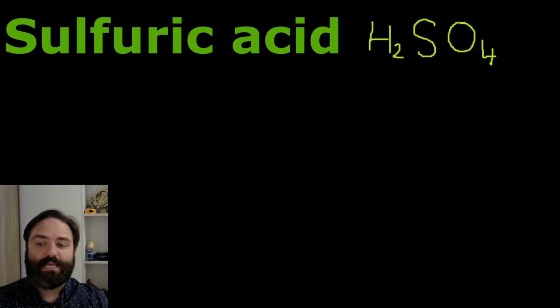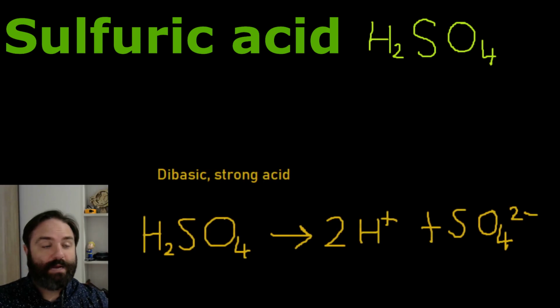Sulfuric acid is a particularly powerful acid, as it's what we call a dibasic acid. Dibasic means that each molecule of the acid will produce two hydrogen ions. If you compare that to something like hydrochloric acid or nitric acid, they will only produce one hydrogen ion. So each sulfuric acid will produce double the hydrogen ions. So it's a particularly powerful acid.